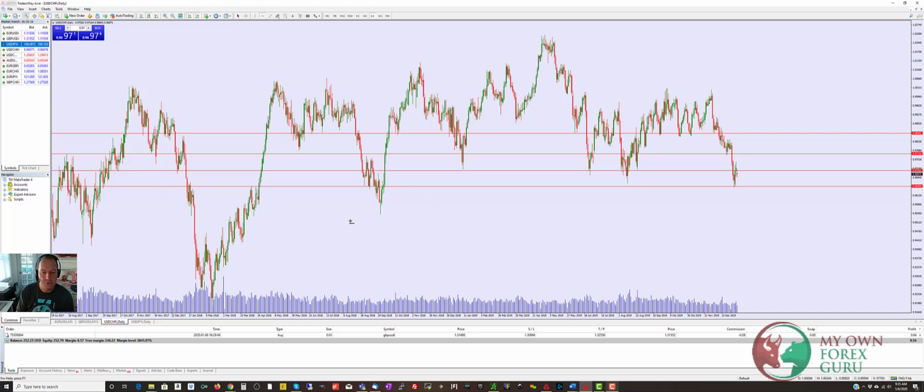Again, just trying to work around the price where it currently is. Where would it go next if it dropped down? Where would it go next if it went back up? I think we got a pretty good idea here.